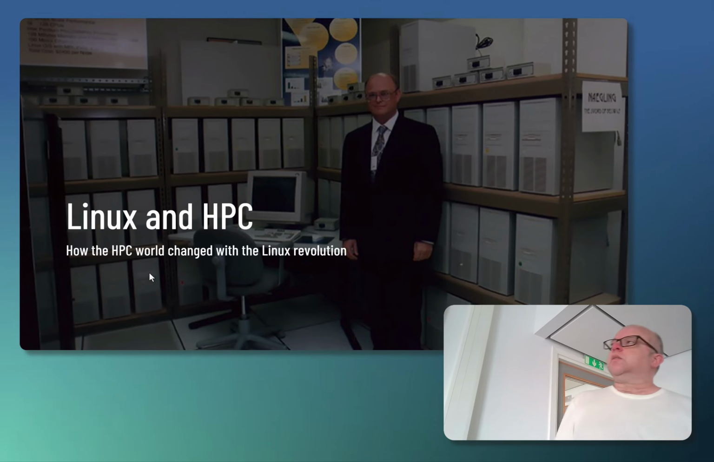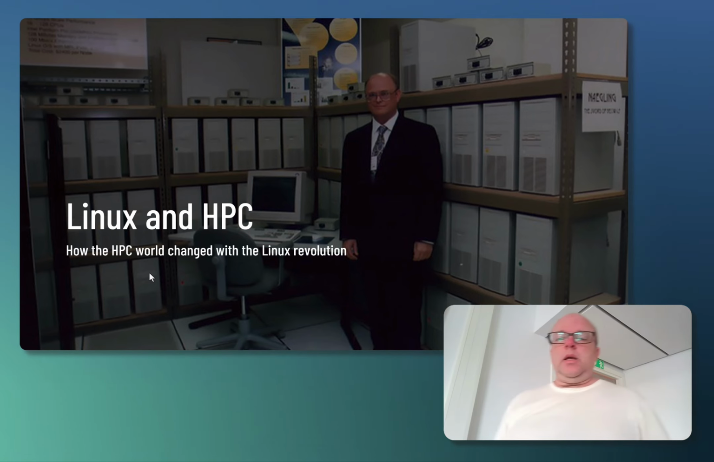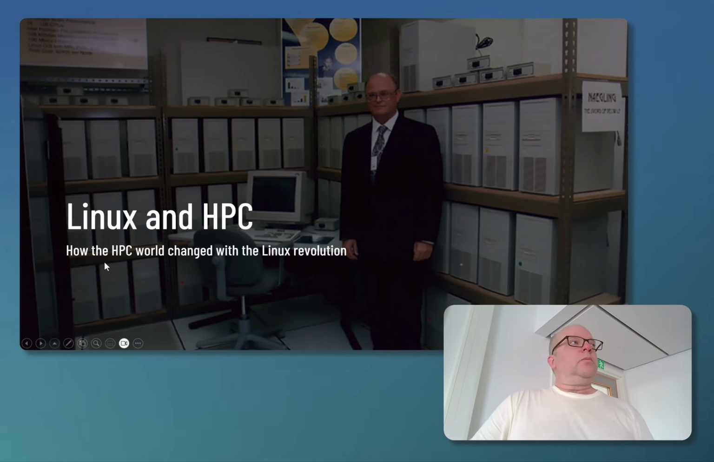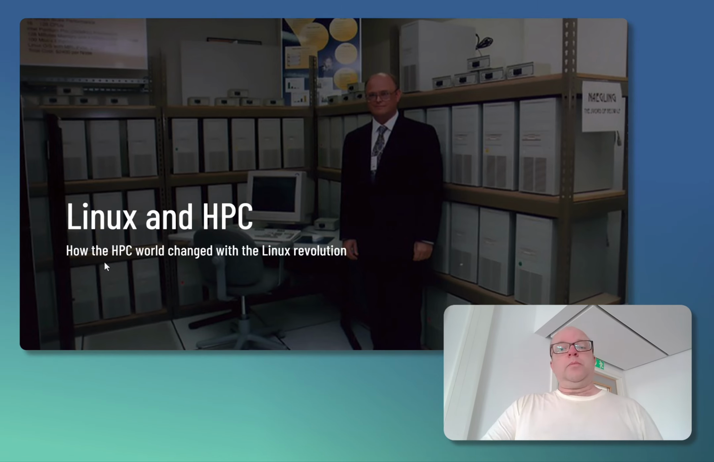So this guy is actually the father of supercomputing with Linux. He realized that at some point it was really expensive to buy supercomputers. And at the time, Linux had become popular. So he thought, why not build supercomputers by using Linux?